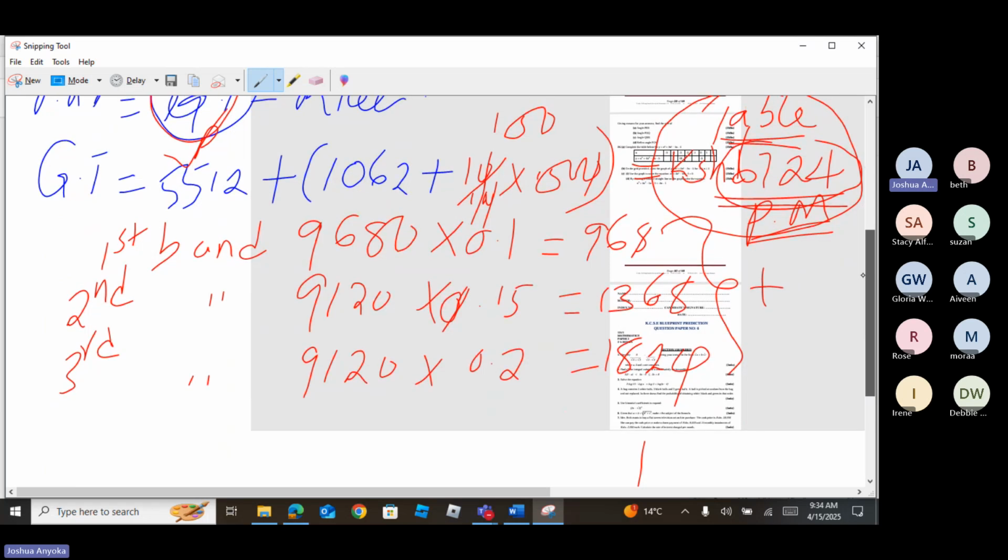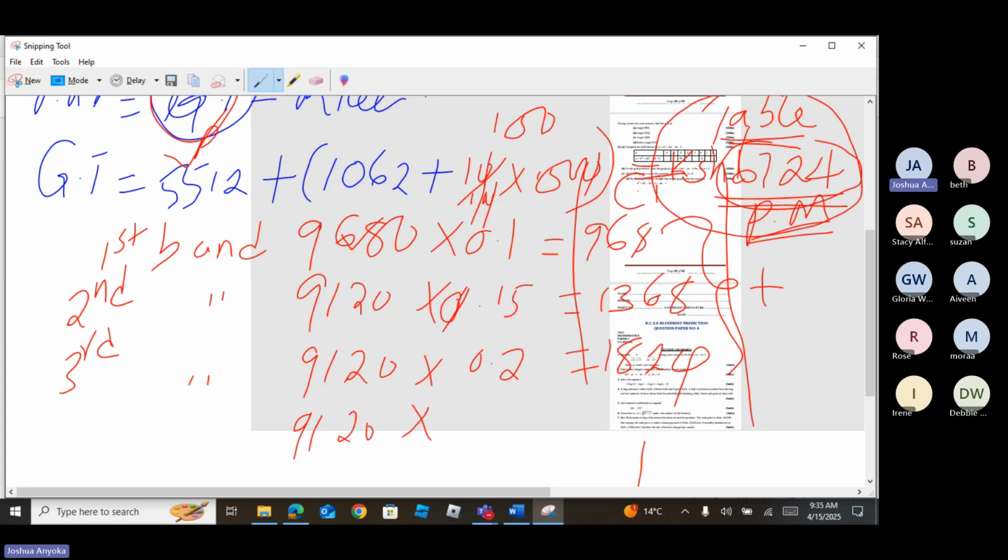Kwa table, tutafute gross tax. How do you find the gross tax in the table? It is the first band, second band, third band. Then we keep on checking whether the gross tax inakaanga kwa hii column. This is what we add to get gross tax. So unaongeza 968 plus 1368 plus 1824. You keep on checking whether it is going beyond 6724. So after you add, if it is not going beyond 6724, unaenda to the next band.